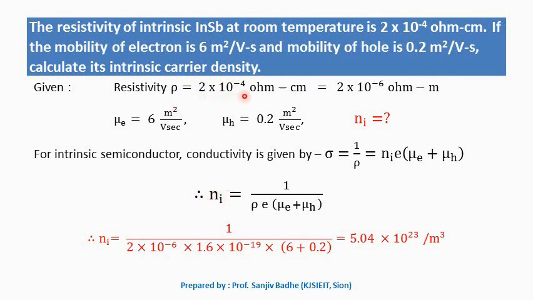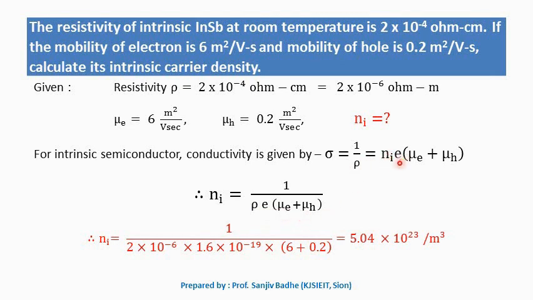Resistivity is given as 2 into 10 raised to minus 4 ohm centimeter, that is 2 into 10 raised to minus 6 ohm meter. Because mobility is written in meter square per volt second, we are writing this resistivity in ohm meter. So we can use this relation for conductivity of intrinsic semiconductor. Conductivity of intrinsic semiconductor is Ni e into bracket mu E plus mu H. So we can write the relation for Ni, that is intrinsic concentration, to be equal to 1 upon resistivity into charge on electron into mu E plus mu H.